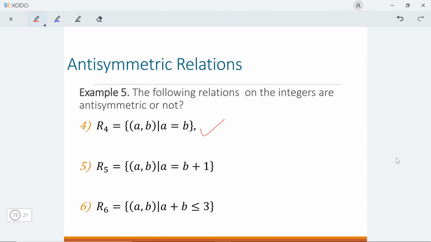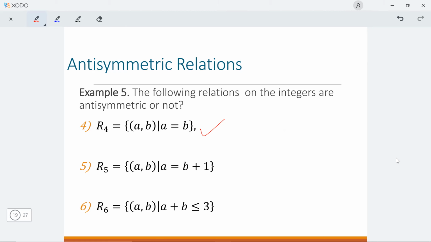Okay, so then let's move to the next one, R5. For R5, the definition is A equals B plus 1. Now think about what this means. We can find many examples of (A, B) in this relation. For example, if A equals 2 and B equals 1, we have 2 equals 1 plus 1, which means (2, 1) is in this relation.